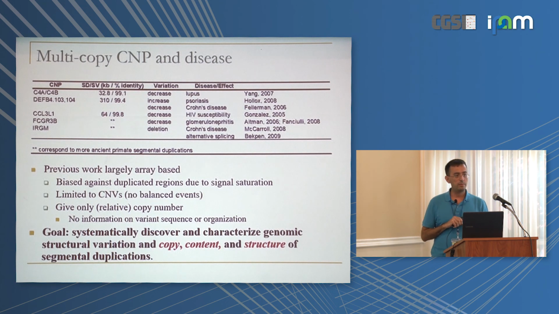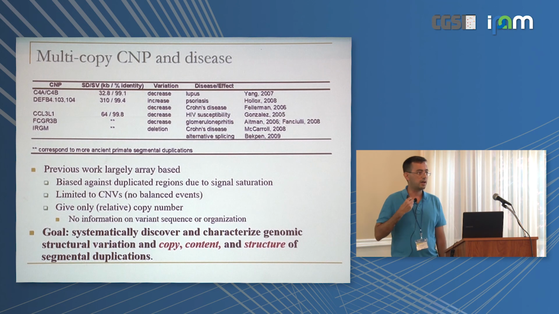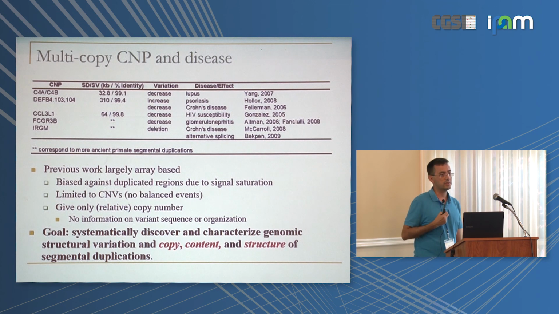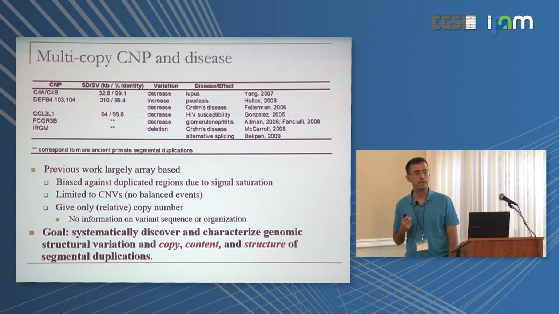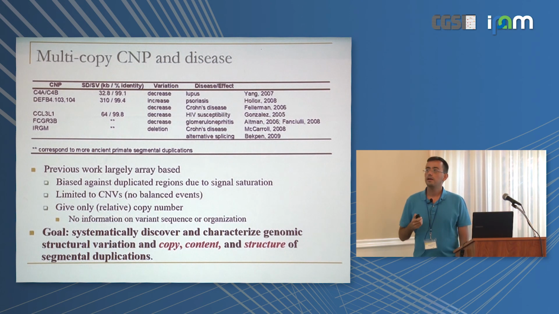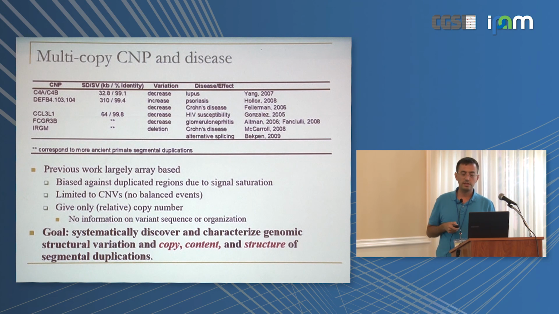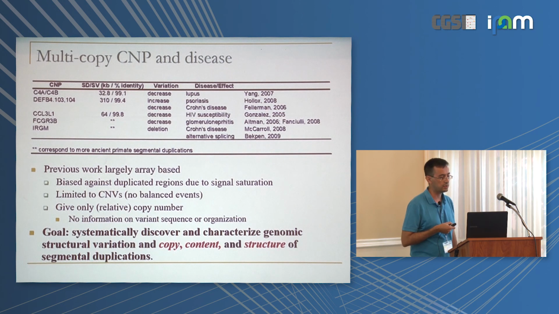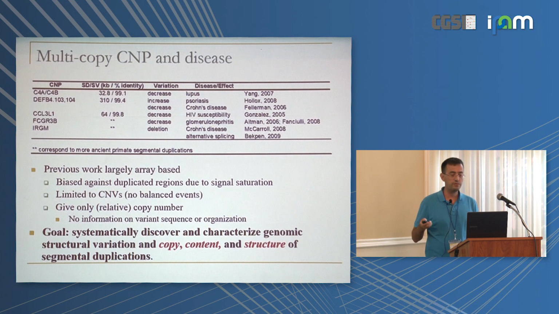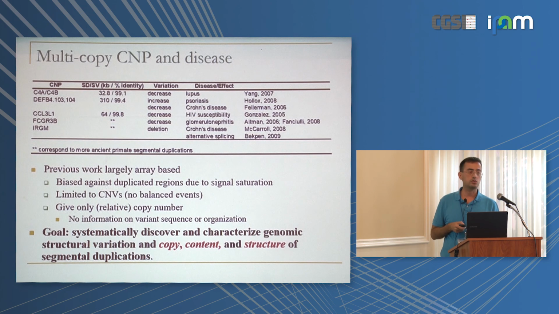Another reason why we care about copy number variants is that copy number polymorphism is also associated with disease. This time we are not talking about deletions, we are talking about duplications. Here are some diseases that have been associated. For example, a decrease in the copy number of the C4A and C4B genes is associated with lupus, and an increase in the defensin gene family is associated with psoriasis.